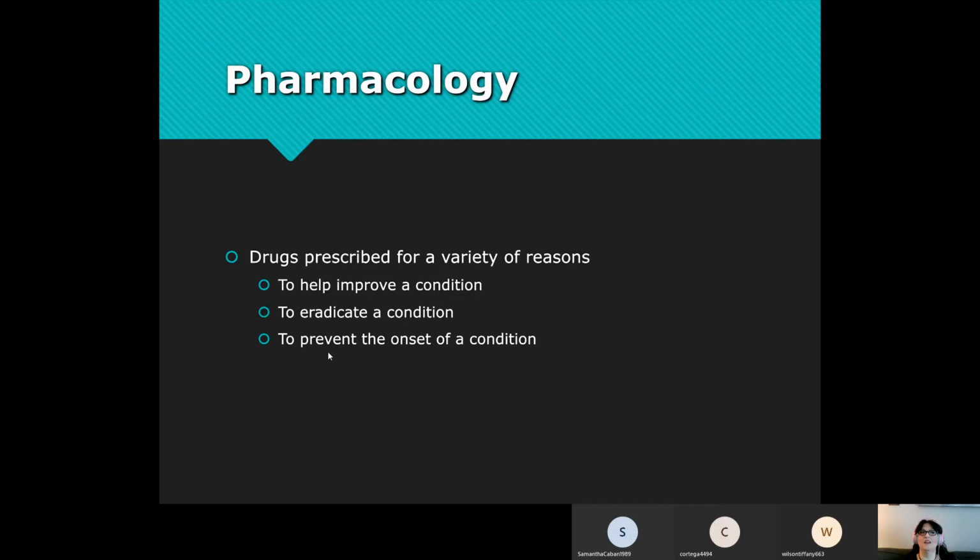A good example would be a cholesterol drug, and those are called statins. You go in, you have your yearly blood work, your cholesterol's high, and the doctor says, let's prevent you from having a heart attack or getting your cholesterol worse. So let's put you on this cholesterol drug. So, a prevention. Okay? Any questions so far?